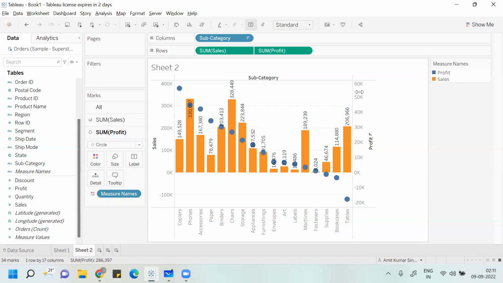So here you can see we have analyzed the data on the basis of revenue, and at the same time we have analyzed the data on the basis of profit.